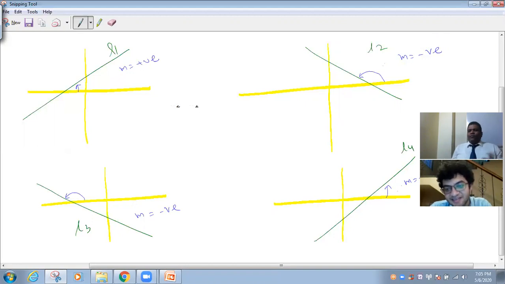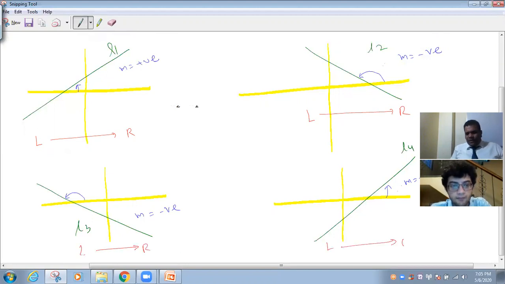Here I'll give another approach to figure out whether the slope of the line is positive or negative. Always see from left to right. This is the left, this is the right. Always look from left to right and see if the line is going up, slope is positive. If the line is going down, slope is negative. Now you see left to right, the line is going up, so slope is positive.